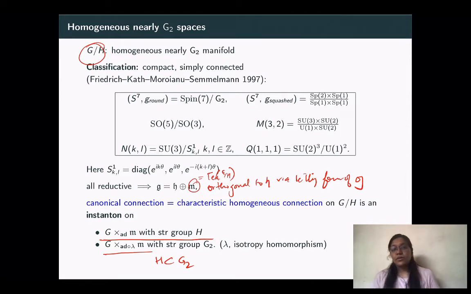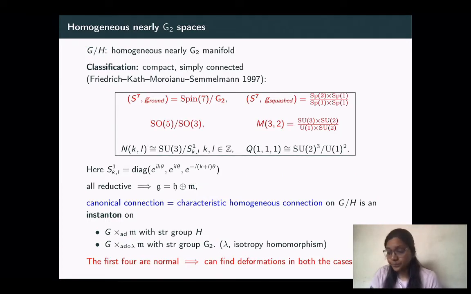And so now we have two problems. We have two different bundles, we have the connection, and we know that it's an instanton on both of them. We can now try to find out the deformation space by using the formulation that we have created in the past lectures. So this is the main aim for this lecture. So let's begin. But there is one thing that we need to discuss first.